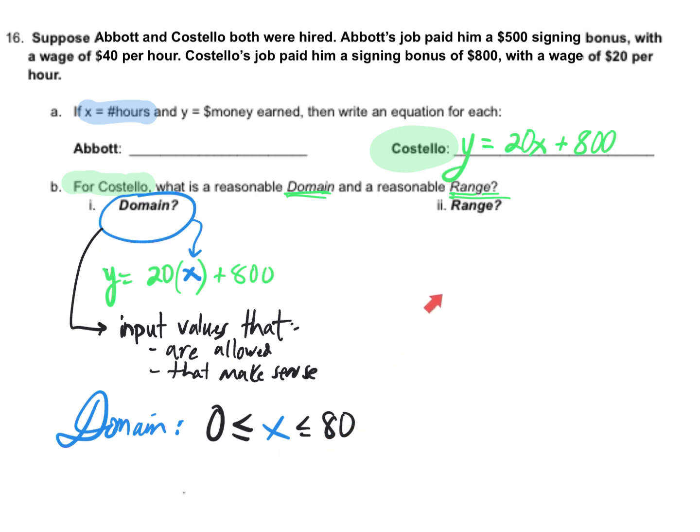All right, so where does that leave us for the range? Well, the range means the output. In this case, the output is the y value, which represents how much money you earned. So what are all the possible values for how much money you earned that makes sense in this problem?